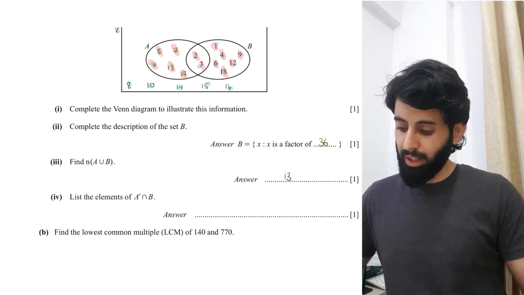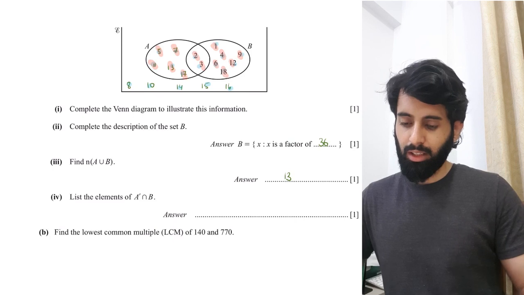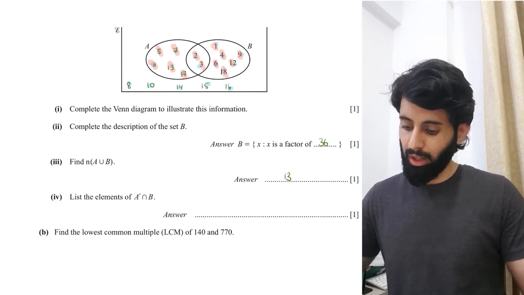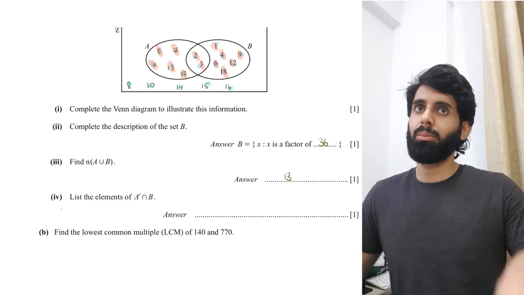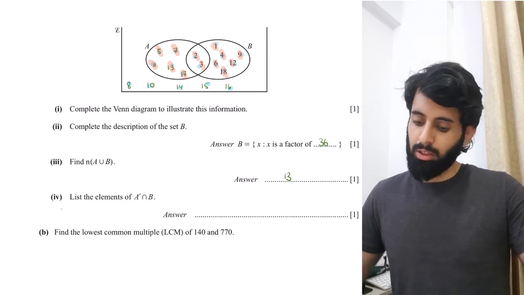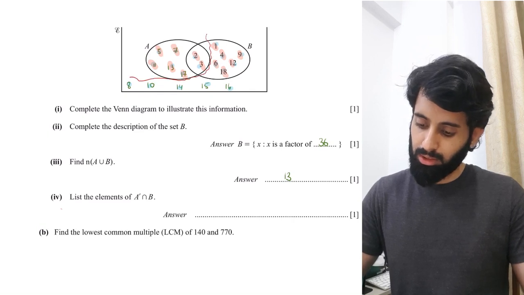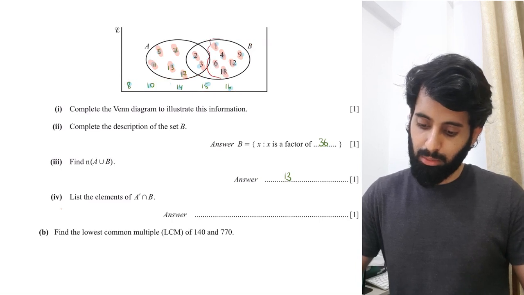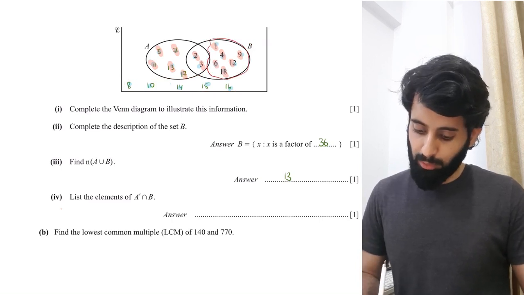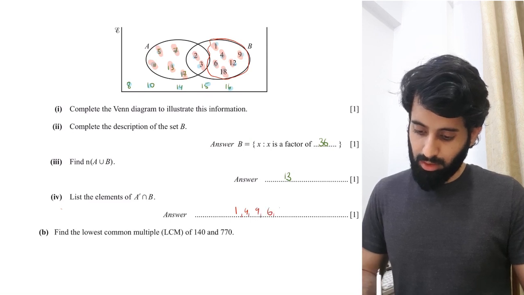List the elements of A complement intersection B. So when it says A complement, it's basically asking for the elements that are outside of A. And A complement intersection B basically means outside of A and inside of B. So outside of A, we have all these numbers. But when it says intersection B, we're just restricted to these numbers. So you have 1, 4, 9, 6, 12, 18.